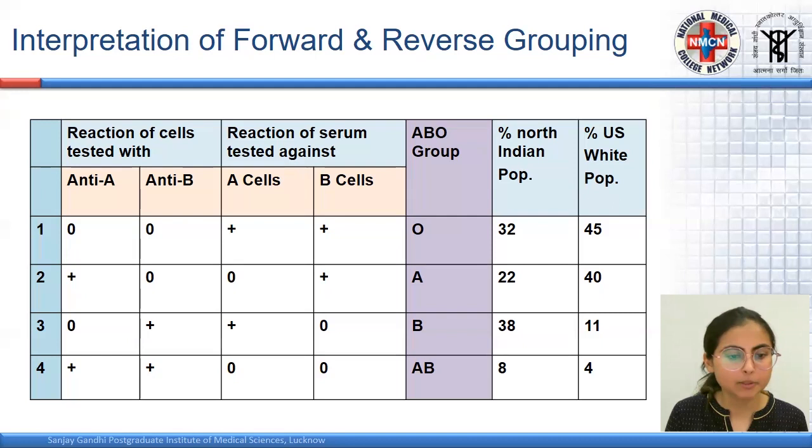Then the second example is of A blood group. How would the reaction show in the test tubes? In the forward grouping, you would get a reaction with anti-A anti-sera. You would not get a reaction with anti-B anti-sera. There would be no reaction with A cells in the reverse grouping, but there would be a reaction with B cells in the reverse grouping.